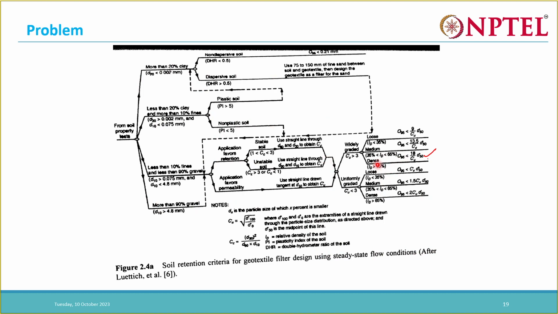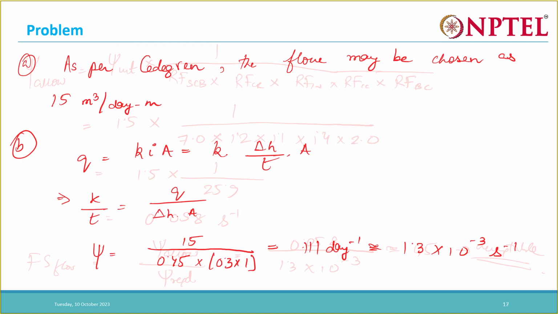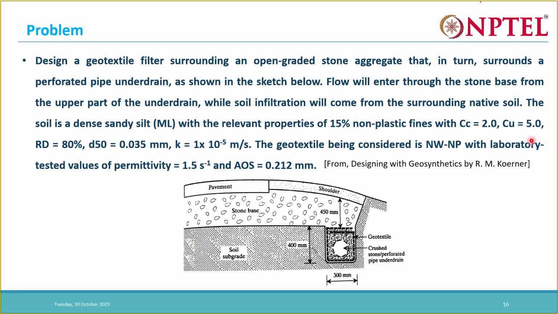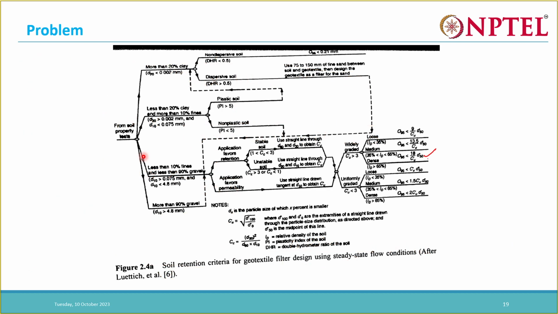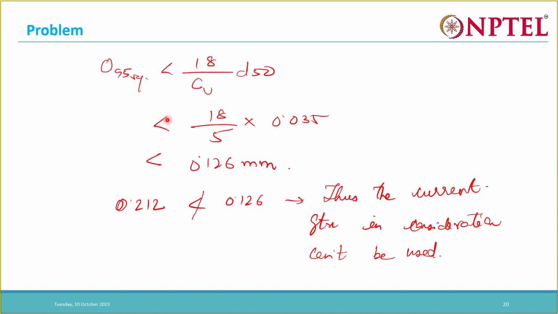For our soil, what is the CU of the soil? CU of the soil is 5, which is greater than 3, and the relative density is 80%. So if you see in the chart, for CU greater than 3 and relative density greater than 65, we can take this criteria here. Okay, so we choose this criteria.